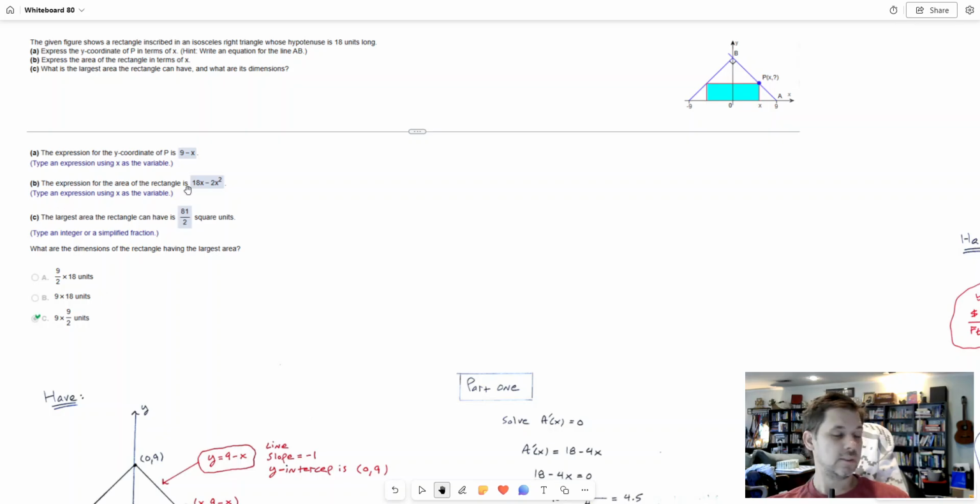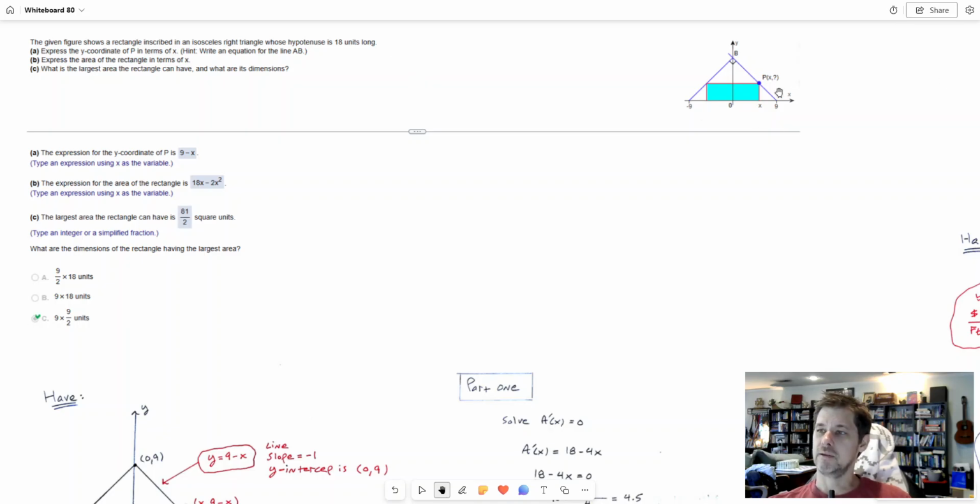I'll let you read this if you want to. I'll describe it real quick and then I'll tell you how I would solve it. Okay, so we have a rectangle that is going to fit inside this triangle right there. It's described as an isosceles triangle.